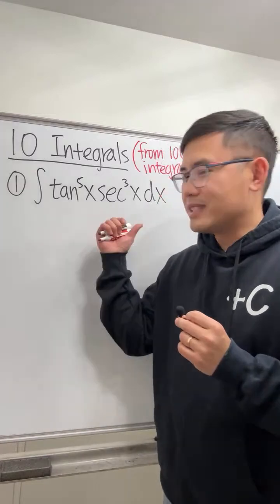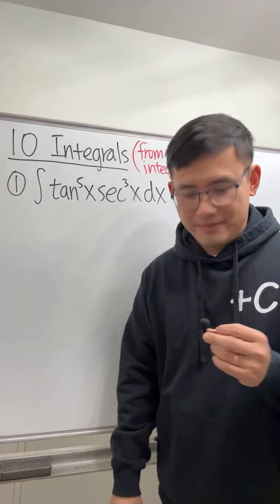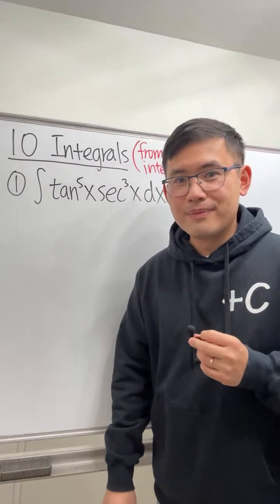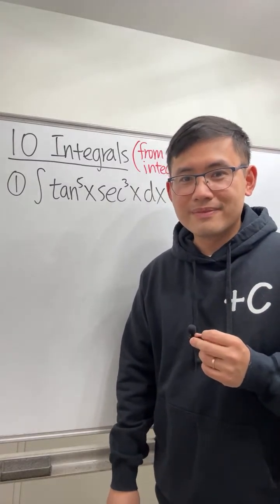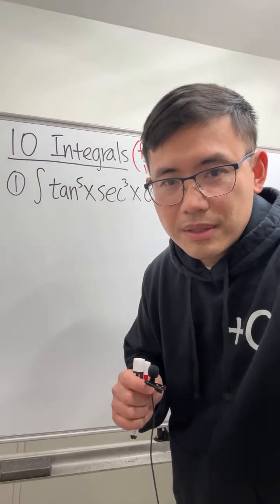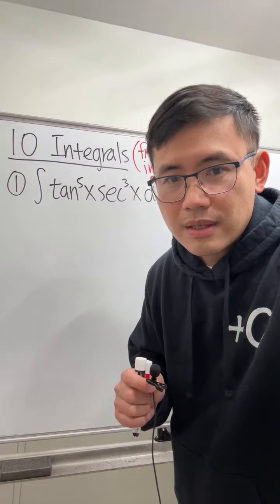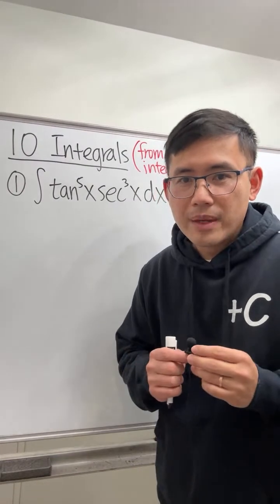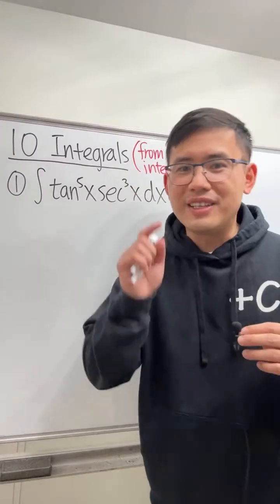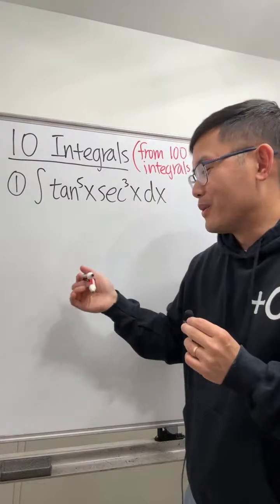All right, so what's the first move? What's the first move? Let me see, I think I saw a message. Okay, pull out a secant and also a tangent. Yes, we are going to pull out both of them, right? But just one power for each one.